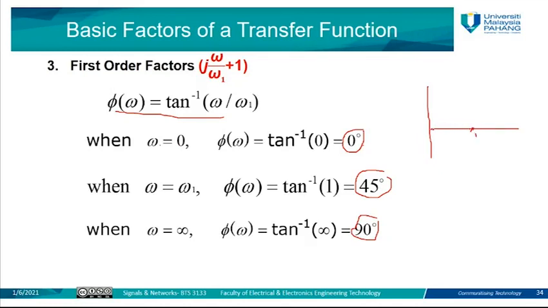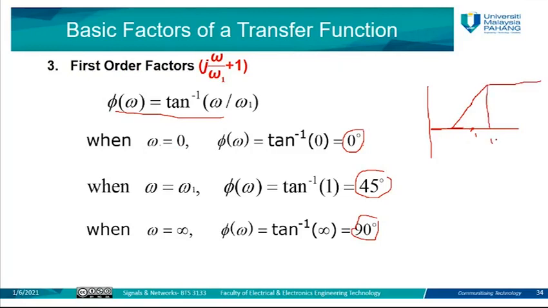Before the zero, the phase will be 0. Then at a specific value, omega 1, it will be 45, if we assume this is 45. So let's go like this one, 45. Then after that, until it reaches 90, it goes to infinity here. So it depends on what the value is here.